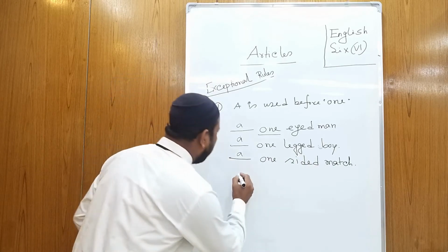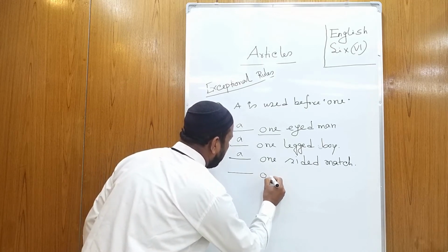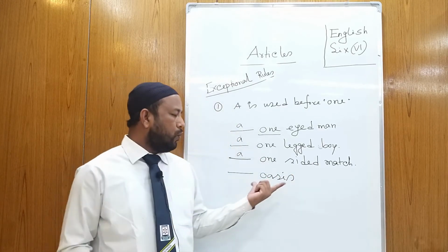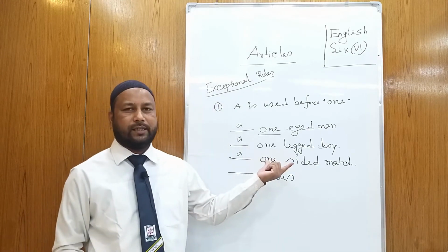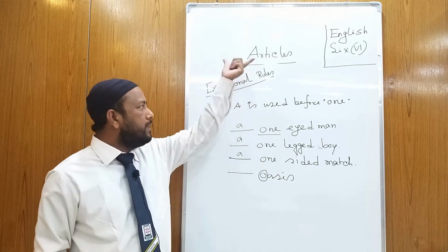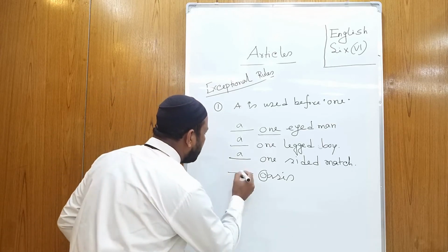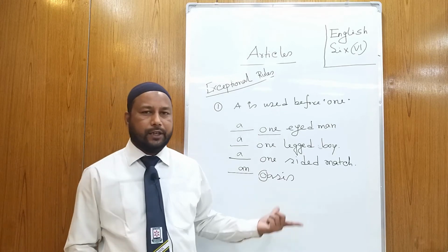Okay, finally I will give you another example. An oasis. The first letter is O. It's not one. The first letter is O, and we have already learned in the normal rules that here we will use an. I think it is clear to you.